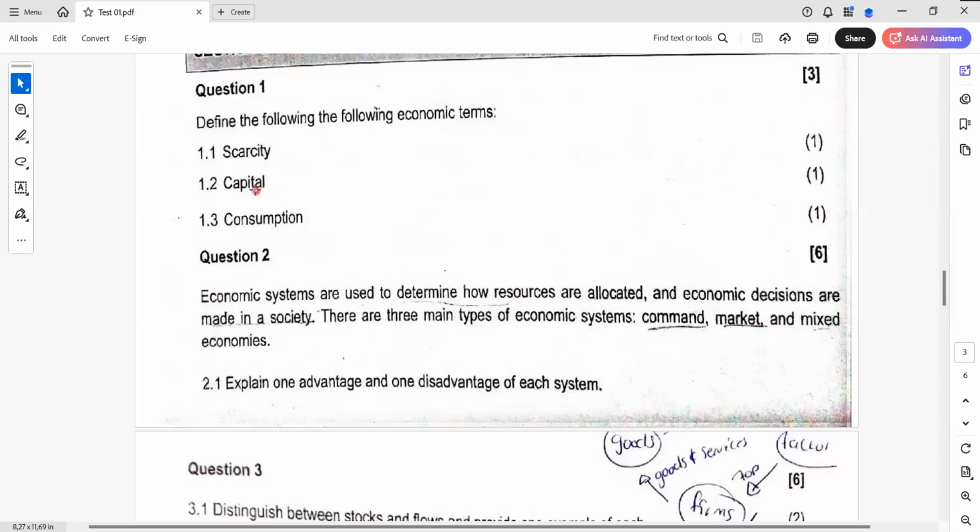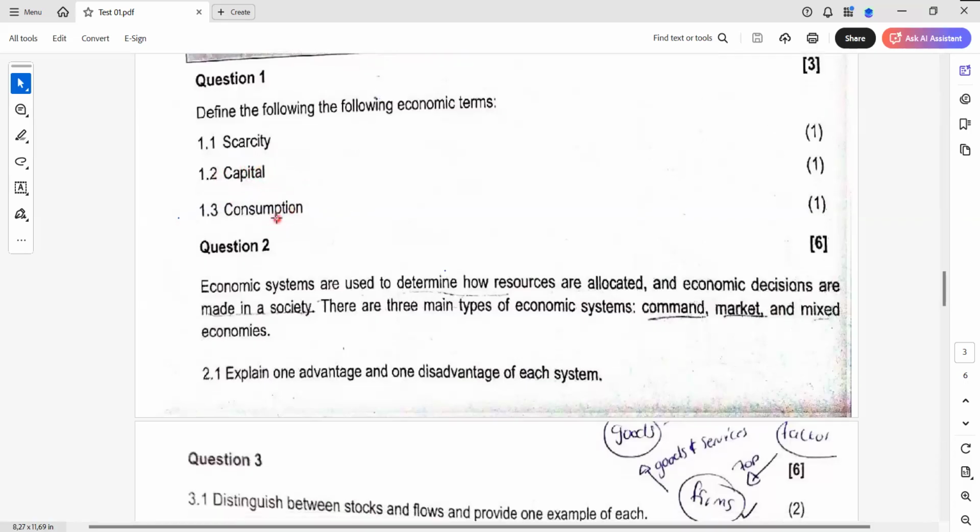You can explain this one in whatever way you can, but you have to show that it refers to one of the factors of production. First of all, capital is one of the factors of production, and it's used in the production process to manufacture or to produce goods and services. Then you can give an example to say a capital good is, e.g., machinery or equipment which are used in the production process to manufacture and produce goods and services, right?